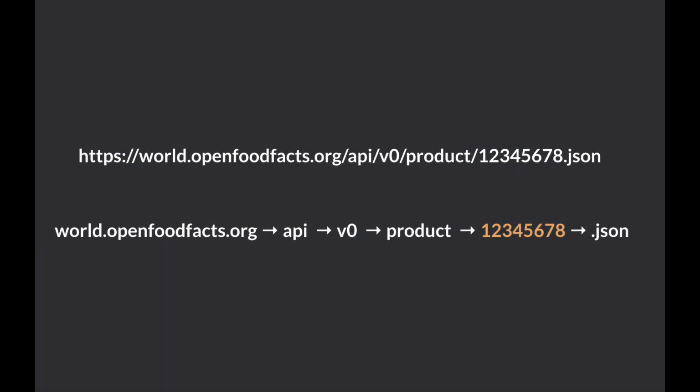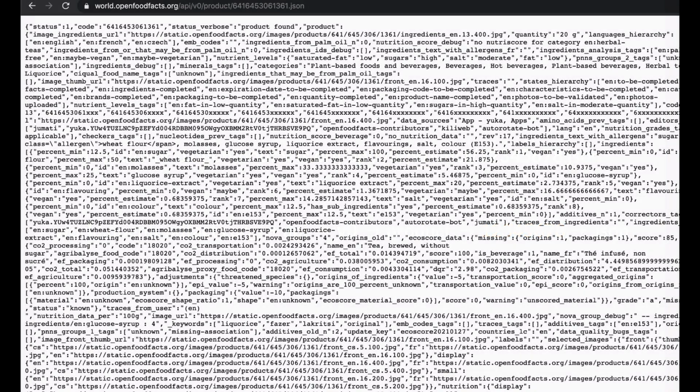From the URL, we can deduce that we're using the version 0 of the API and we're querying a product. The last part is the number sequence from a barcode with the .json ending telling us we're going to get JSON data from this API call. In the browser, we can also see the returned JSON data, but it's not very useful for us right now.